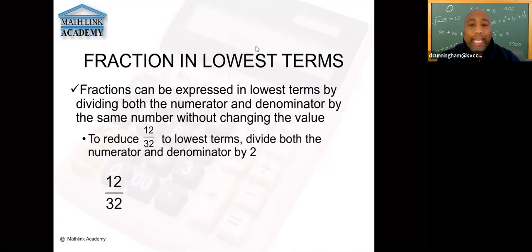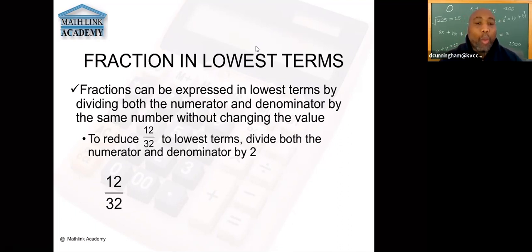Now, fractions can be expressed in lowest terms by dividing the numerator and the denominator by the same number without changing the value. Let's look at this particular example. We have 12/32. That is a proper fraction. When you go over the lesson, you may want to ask: is it proper or improper? Or, as we go further in our lesson, is it a mixed number? 12/32 is a proper fraction, and we want to reduce that into lowest terms.